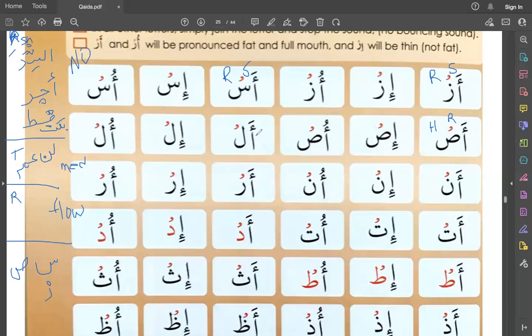Us. For lam, where lam falls: lam is under the category of tawassut, and tawassut is a medium flow of sound. So you're not stopping lam abruptly. You're not saying al, and you're not saying al, because it is not rakhawa. It is tawassut, so you will give it a medium flow of sound. Al, that's it. Il, a medium flow.